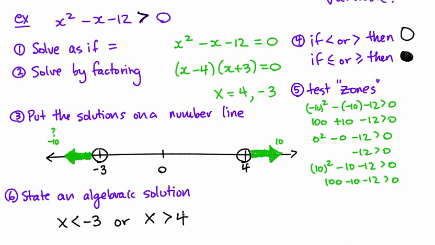If you've ever learned about interval notation, then the solution is from negative infinity all the way up to negative 3, or from 4 all the way up to infinity. The interval solutions are a little trickier, and if you don't remember them, then make sure you ask about those in class. And that is all there is for one variable.